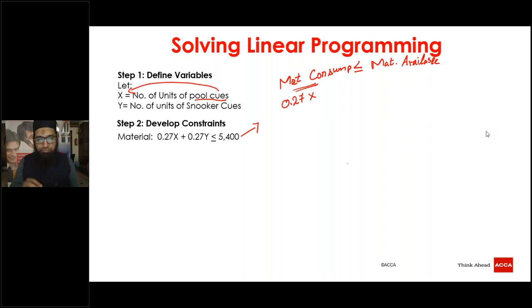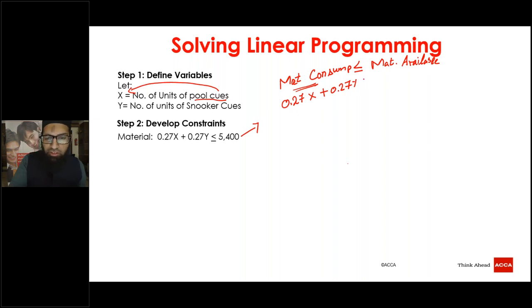So it is 0.27x plus 0.27y, because even y requires 270 grams of material, so I have converted it in kgs. So this will be my total consumption. If somebody asks me to calculate the total material used, this will be my formula: usage per unit multiplied by number of units. So this is the usage per unit of X multiplied by X plus usage per unit of Y multiplied by Y.